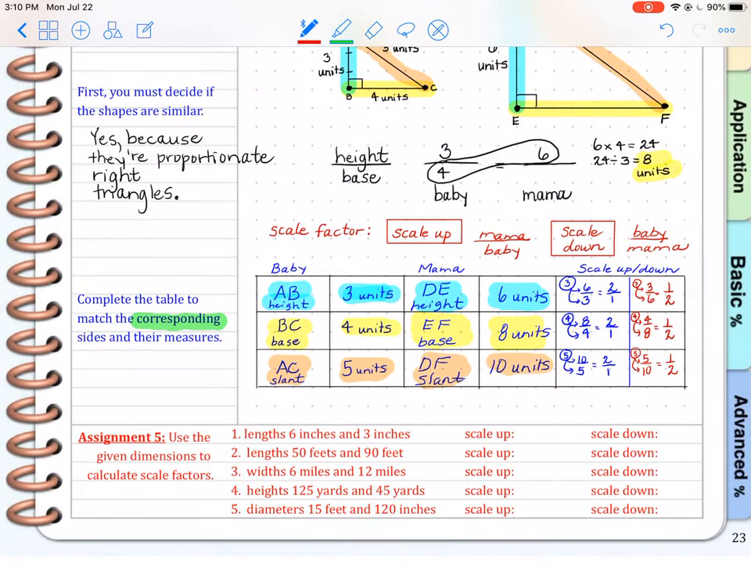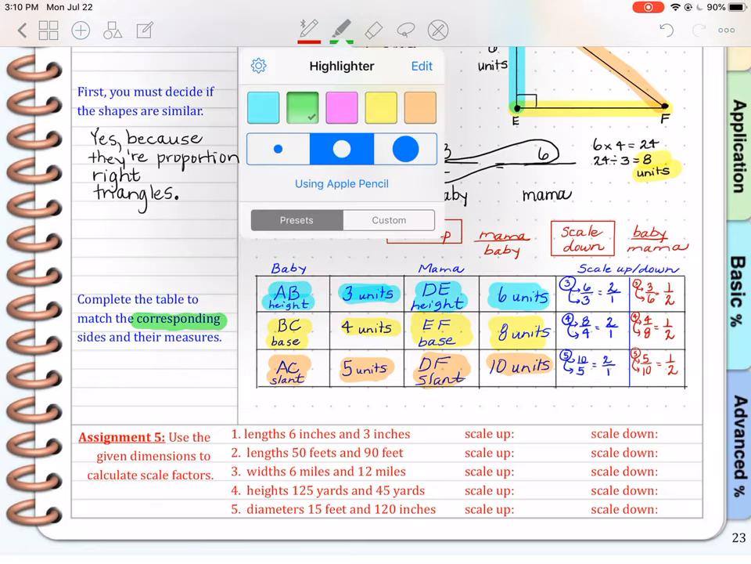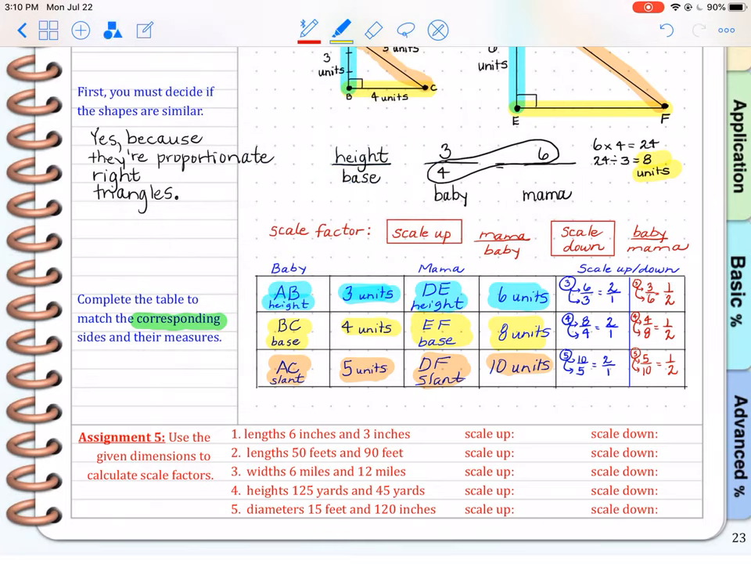Okay, for assignment 5, I want you to use the given dimensions to calculate the scale factors. And for each one of them, I'm asking you to scale up and down. So for example, number 1 is all of that. So there are only 5 problems this time, but I want you to scale them up and down. So I will see you in the next video, and I'll work this assignment for you on page 24.